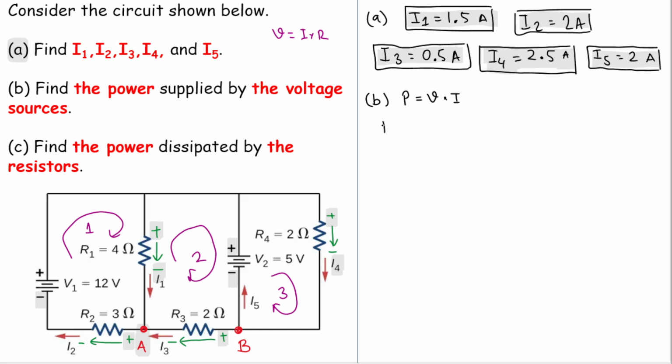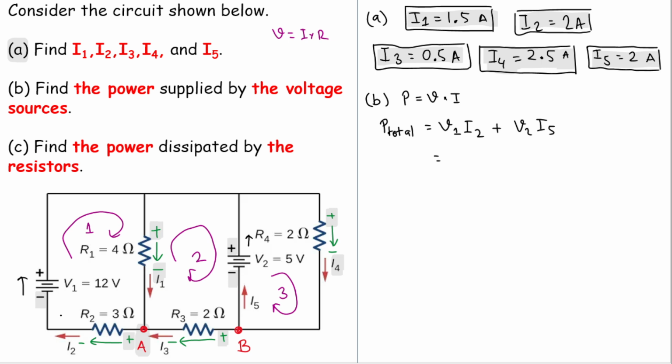So the total power supplied by the voltage sources is the first one, V1, and the current that passed through this battery here is I2, right? Because I2 flows here and eventually flows there. So I'll have V1 multiplied by I2, and then plus here I will have V2, and the current that passed through it is I5. So I'll have I5.